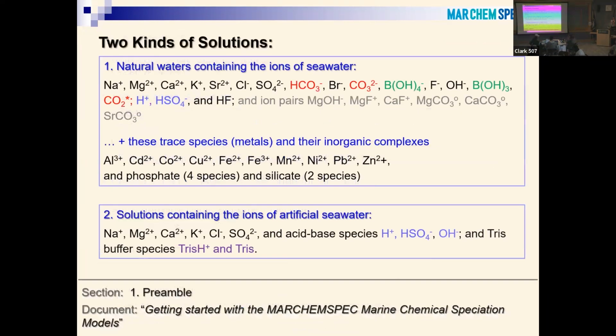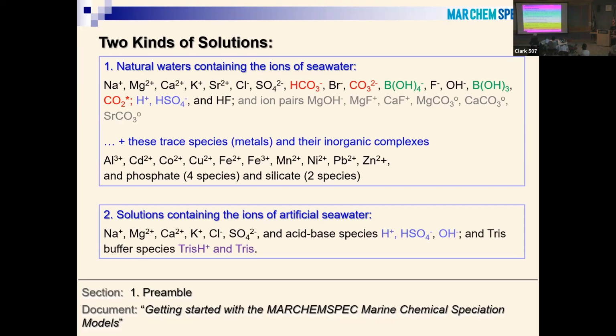So there are basically two kinds of solutions that the models can do calculations for. And we're just concerned today really with the top box. So it's natural waters containing the ions of seawater or of reference seawater, but not necessarily in seawater stoichiometry. So here are the major ions plus the acid-base species: carbonate, borate, HF a little bit, bisulfate, and so on.